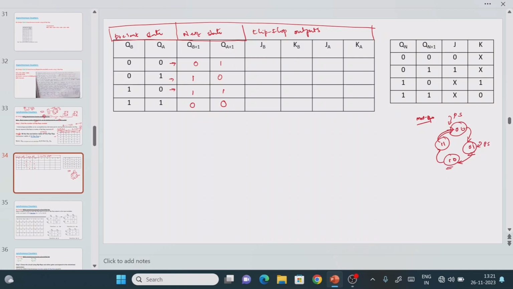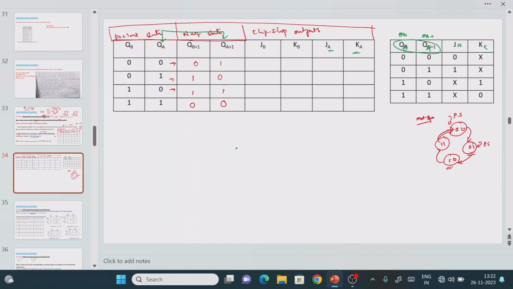So once this is completed, after present state and next state value, we need to find out the JA KA value and the JB KB value. Now the question is how to find out the JA KA as well as the JB KB value. If you observe here, if you want to find out the JA KA value, in place of n we can take A, so here it will be QA plus 1. This is a very important point that you have to remember: if you want to find out the JA KA value, we need to consider the QA plus 1 value, right?